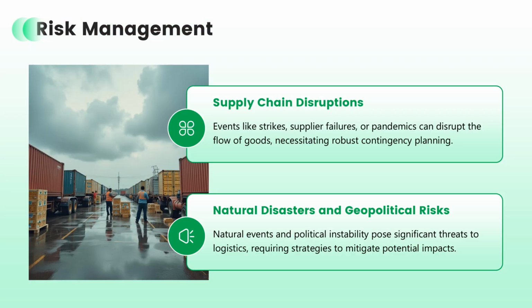Risk management is about preparing for the unexpected, from supplier failures and strikes to natural disasters and geopolitical tensions. These events can halt flows of goods almost instantly, so companies need contingency plans, diversified suppliers, and clear crisis protocols to maintain continuity and reduce the chance of long-term damage.